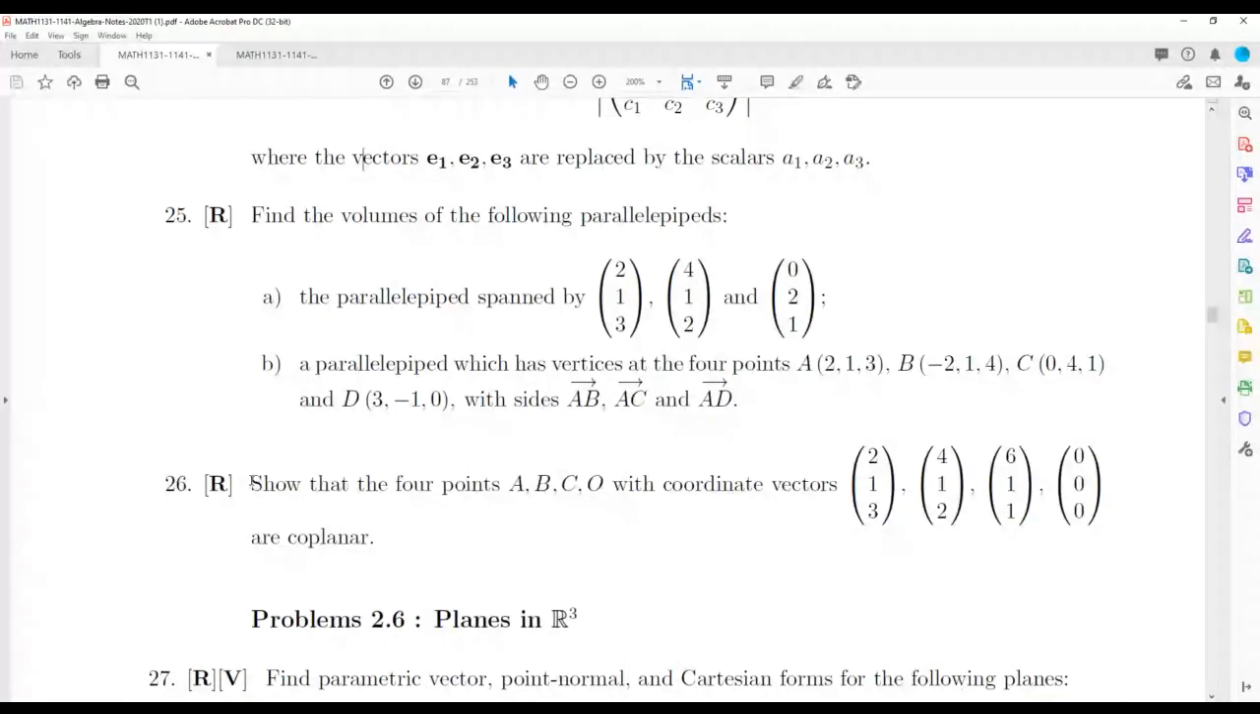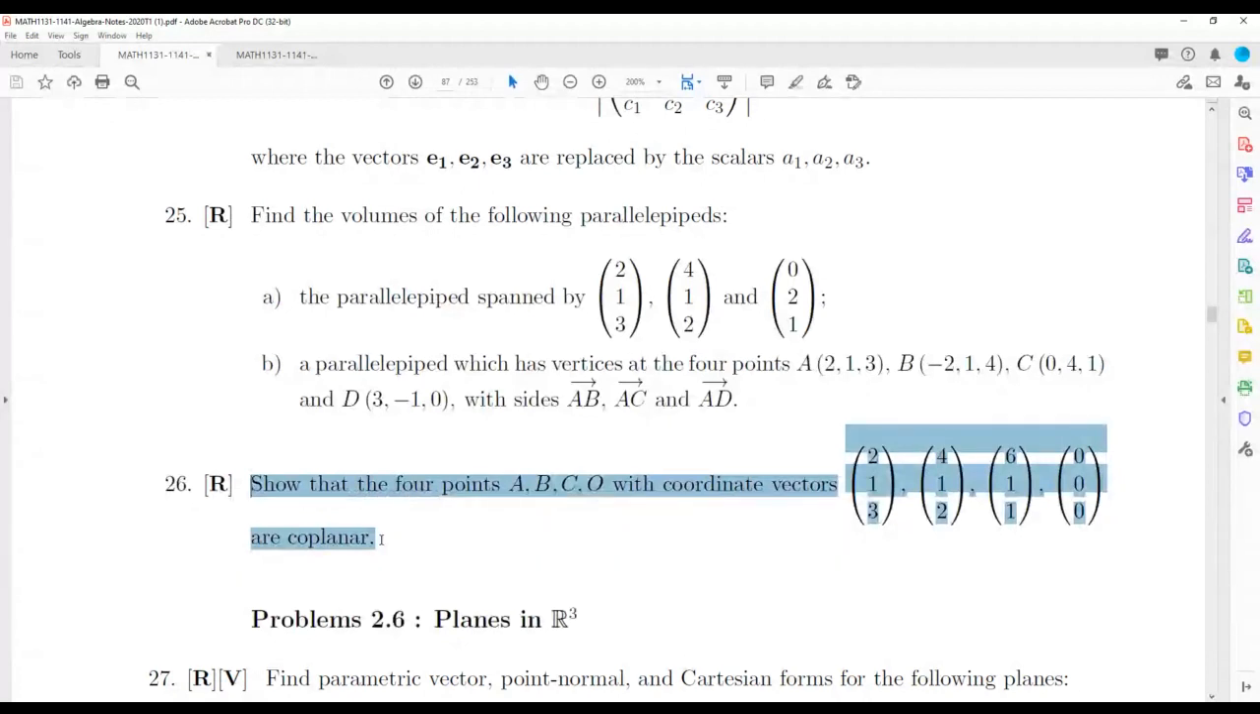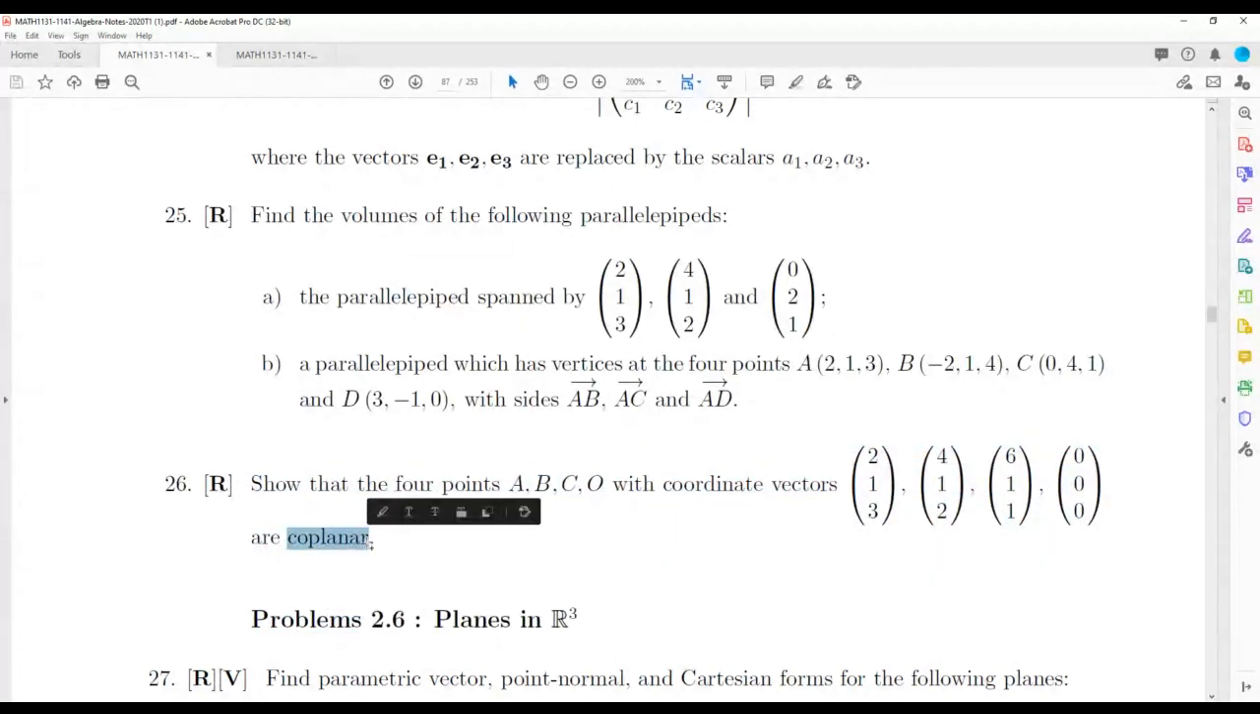Okay. So last question. Show that these 4 points are coplanar. What does coplanar mean? Anyone want to tell us in the chat? What does coplanar mean? I'm confused. I have no idea. What does coplanar mean? Any idea?